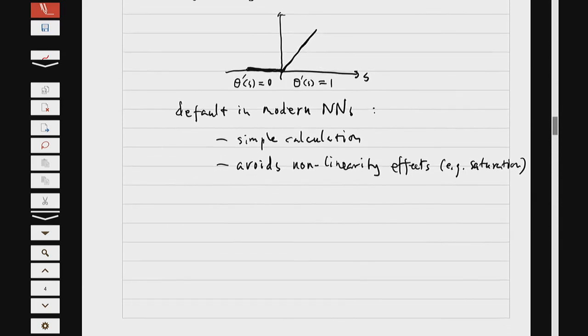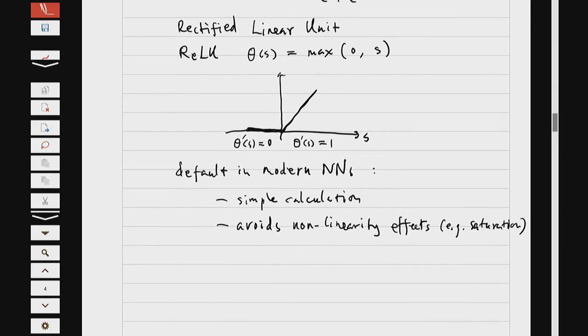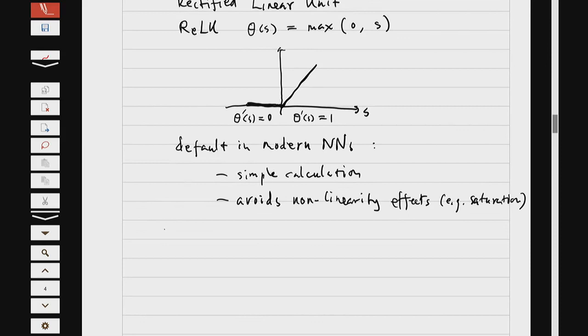Anyway, this is the default. Anytime you use PyTorch to grab a neural network from the library, the default will be ReLU unless you specify otherwise, intentionally saying you want to use something else. So this is a very popular one. It has a lot of benefits, but there's also some disadvantages that we have to watch out for, the main issue being that it leads to dead neurons.